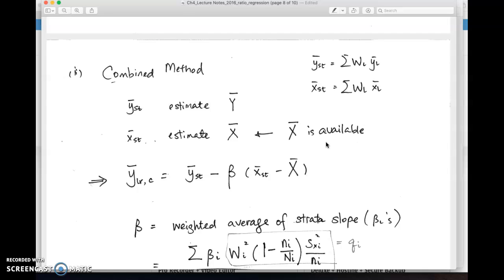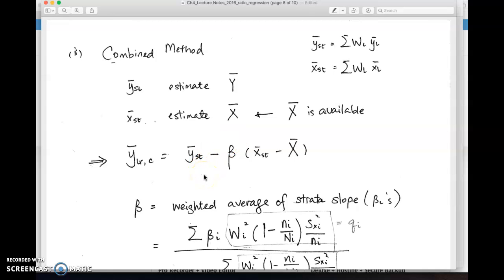Alternatively, we could use the combined method. For the combined method, we first use stratification: we add up all of the sample y bars of each stratum weighted by the population weighting. We also add up all of the x bars from each stratum, weighted by the population weighting, to first find the y bar and x bar estimates. Using these two values, we have a combined method of the linear regression estimation. So the y bar obtained from these equations, minus beta multiplied by the x bar under our stratified sample subtracted from the true population x bar, assuming the true population x bar is given.